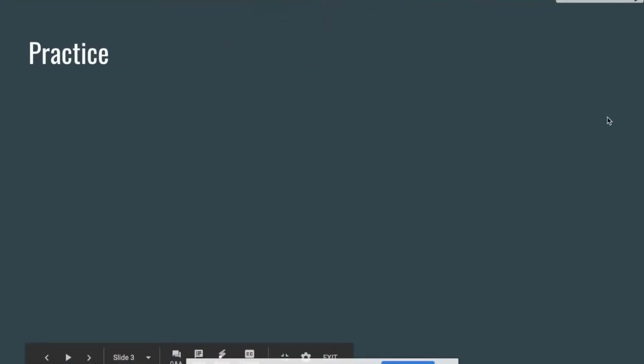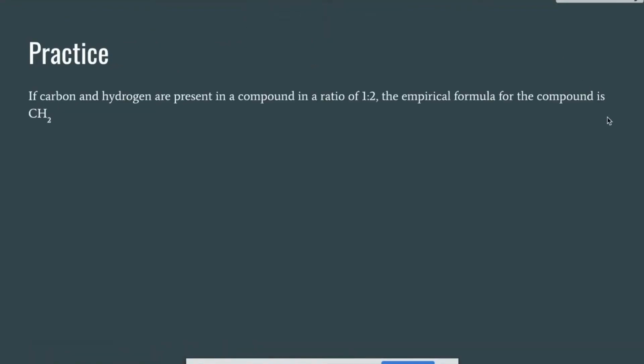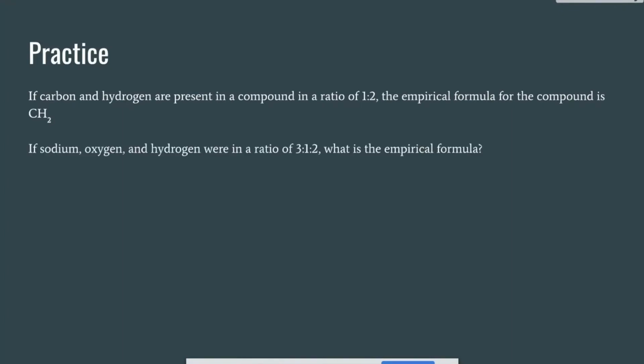Practice. If carbon and hydrogen are present in a compound in a ratio of 1 to 2, the empirical formula of the compound is CH2. If sodium, oxygen, and hydrogen were in a ratio of 3 to 1 to 2, what is the empirical formula? You're right. Na3OH2.